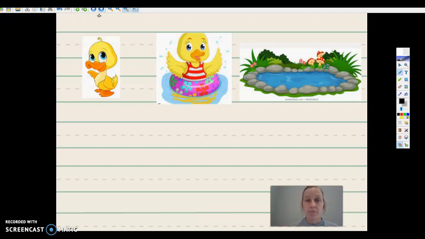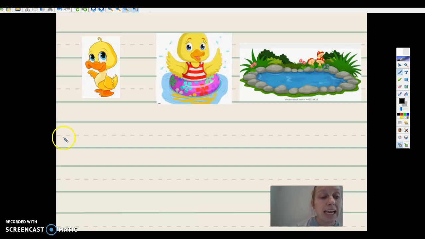So we will say, a duck swims in the pond. Say that out loud with me. A duck swims in the pond. Now let's break it apart to see how many words we have. A duck swims in a pond. 6 words. Let's put spaces in between so we have 6 words.